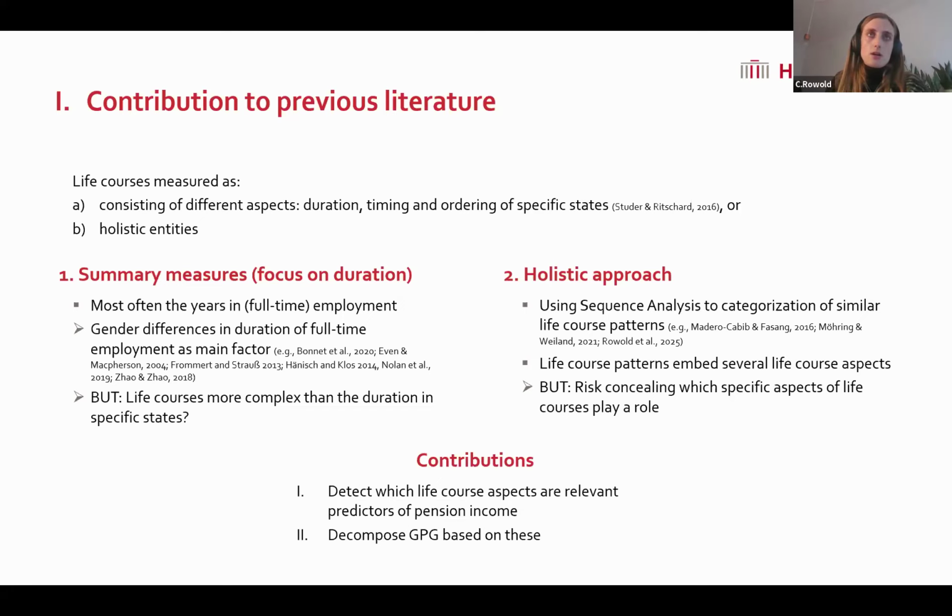So the approach that I suggest maybe brings together both perspectives, and maybe thereby a new one emerges, by first detecting which of these life course aspects are actually relevant predictors of pensions, and then decomposing the gender pension gap based on these important variables or predictors of pensions.